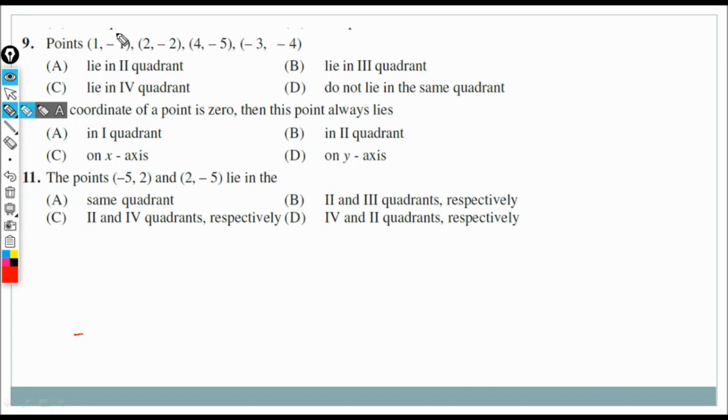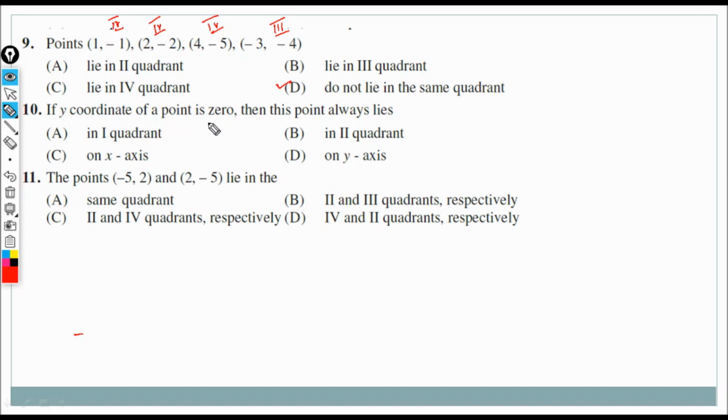This point lies in fourth quadrant बच्चों. This also lies in fourth quadrant. This lies in fourth quadrant and this lies in third quadrant. Fourth and third quadrant option यहाँ पर नहीं है. So they do not lie in the same quadrant.